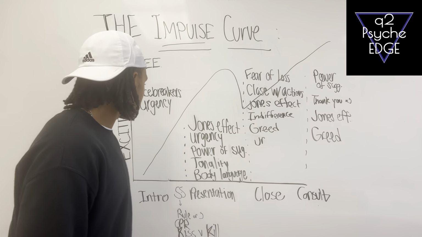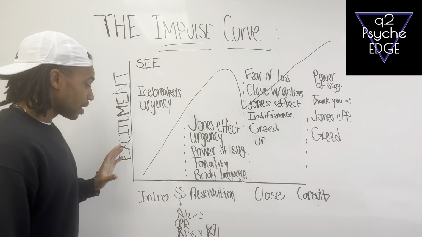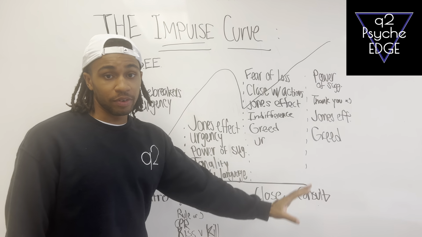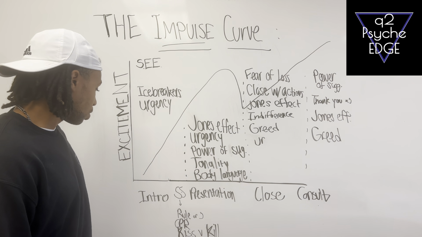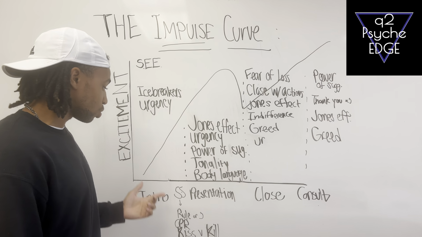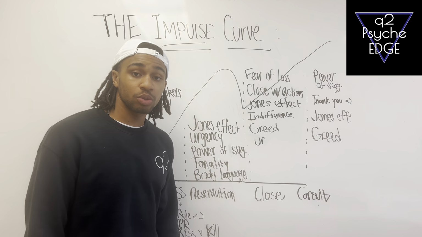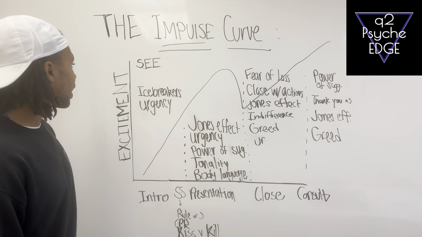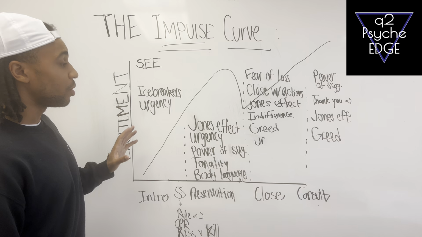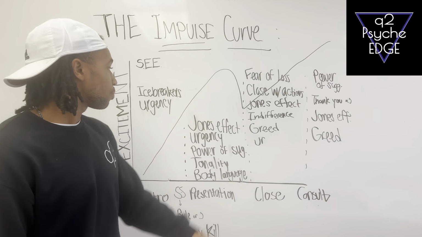But it's broken down with the 5 steps of conversation, which we actually have already gone over. Again, that's the introduction, the short story, the presentation, the close, and the consolidation. And again, now we're going to take it through the impulse curve.